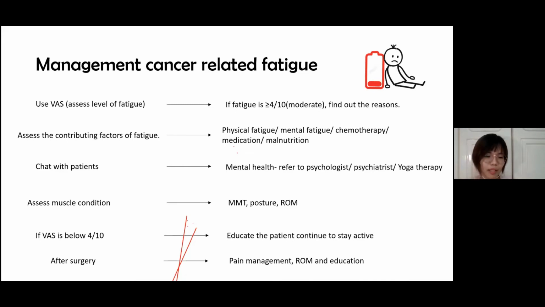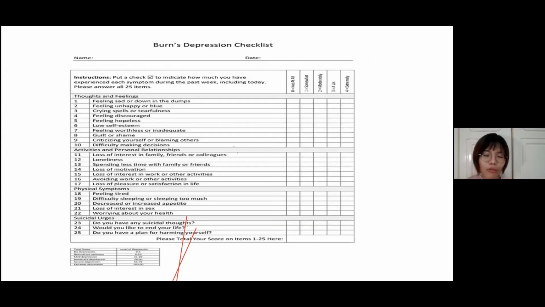We can assess the muscle condition. For muscle condition, we use manual muscle testing, we check the posture, and we check the ROM. If the visual analog scale is below 4/10, we need to educate the patient to continue to stay active. That means that the fatigue is not that high. But if the patient is after surgery, we need to do pain management, range of motion, and education for them. How are we going to assess the mental health of the patient?